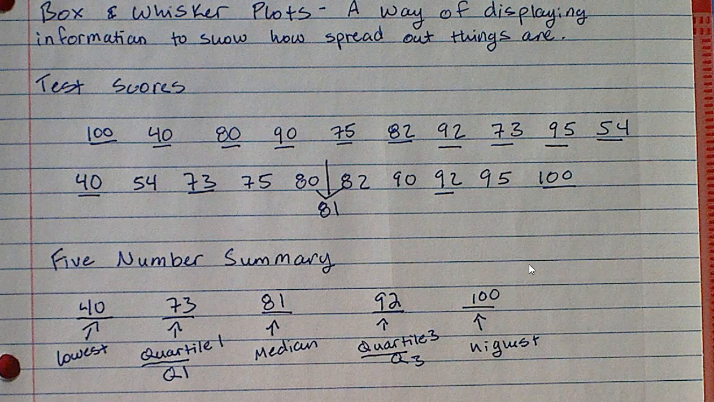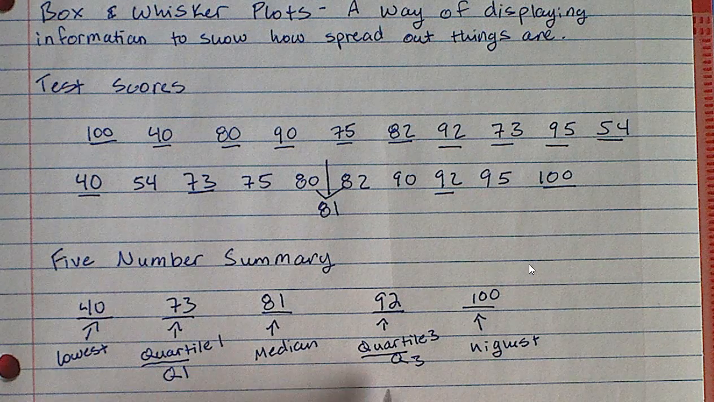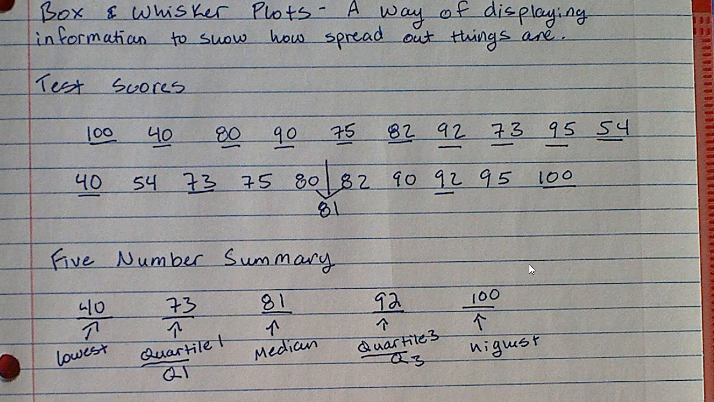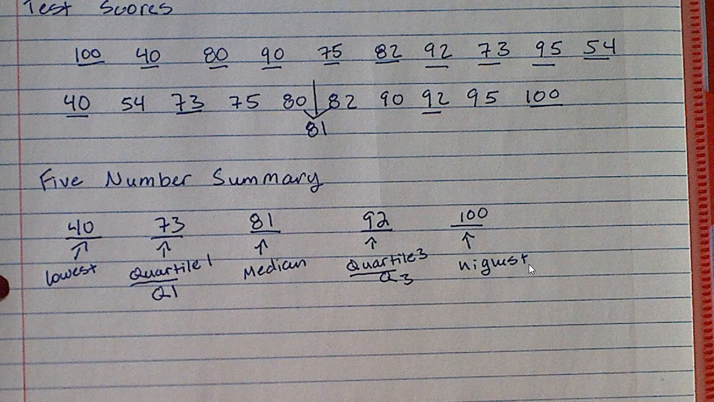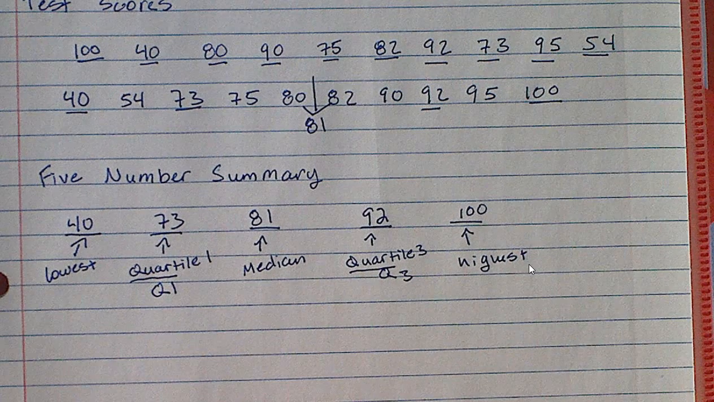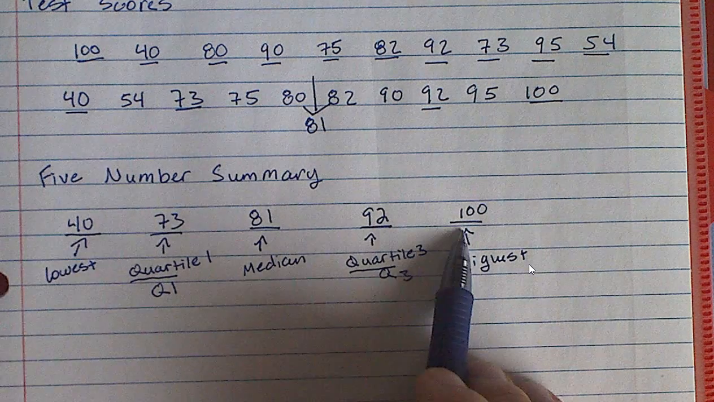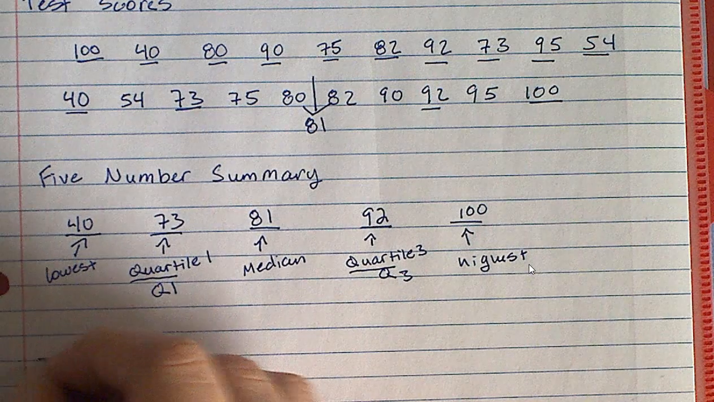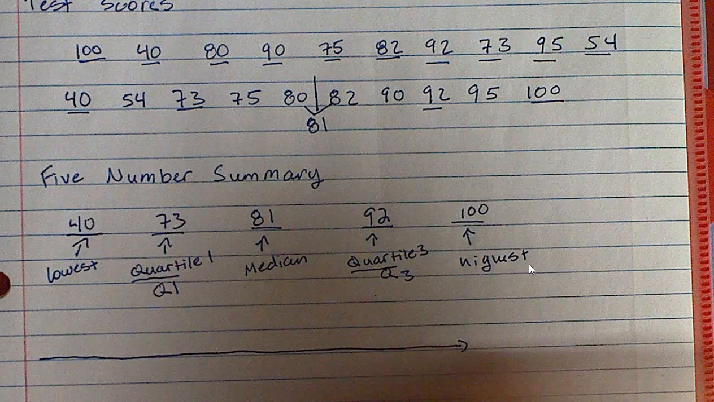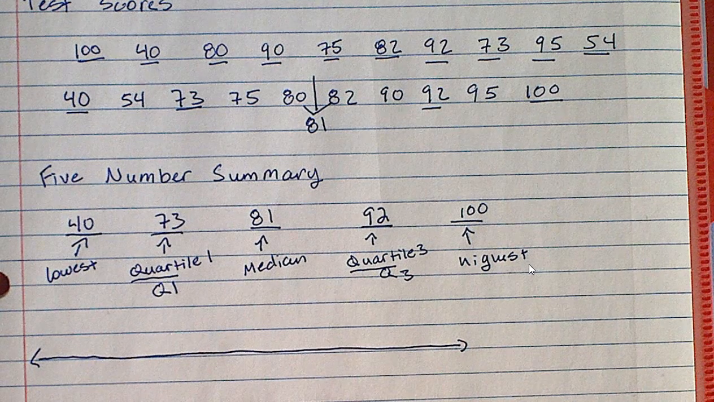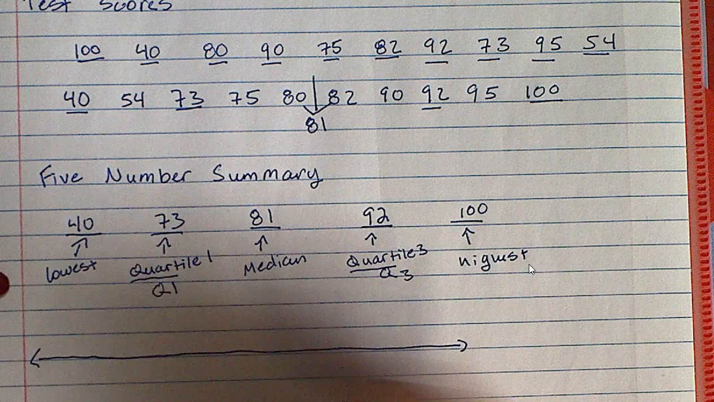Yeah. All right. So I'm going to use these 5 numbers here to make a box and whisker plot. And here's how a box and whisker plot is going to look. So once you have the 5-number summary, making a box and whisker plot is really easy. So I need to be able to go from 40 up to 100 on an axis here. So I'm going to choose whatever scale I want to. I'm going to count by 20s.